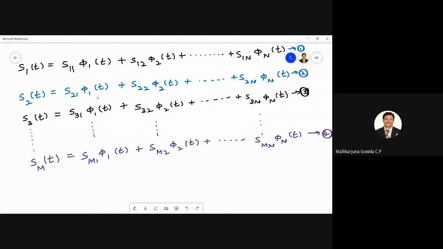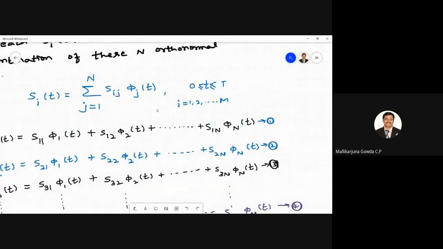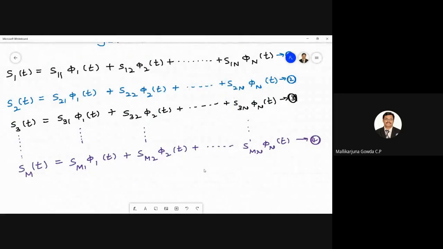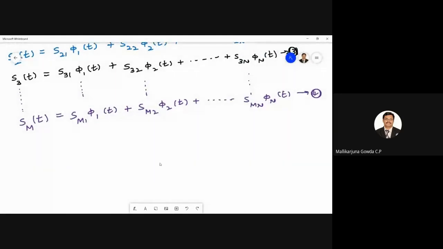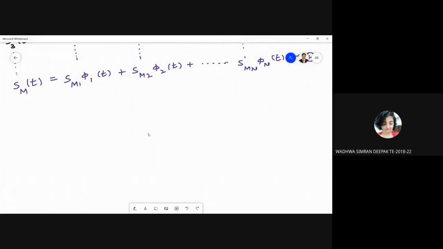That is for Si of t. And I said one more equation. I will write it down here only. Hope it is noted, everybody. Yes, my dear students, is it fine? Have you noted the expansion of these equations? Shall I scroll up? Is it fine? Yes, sir.